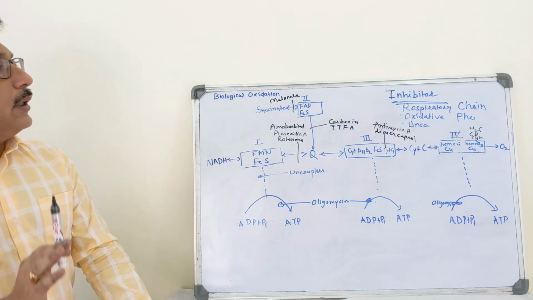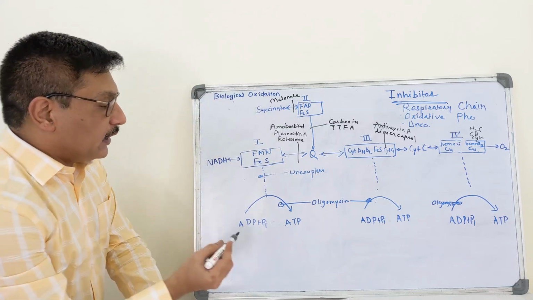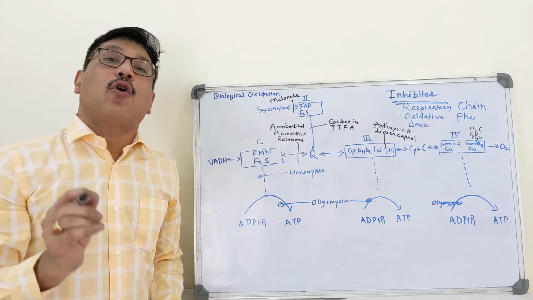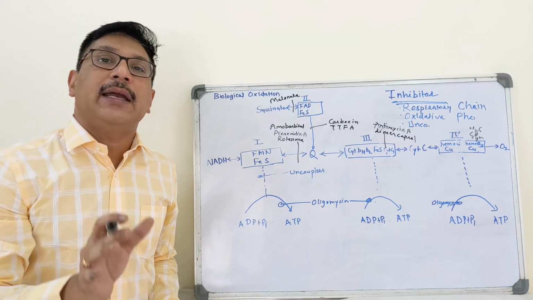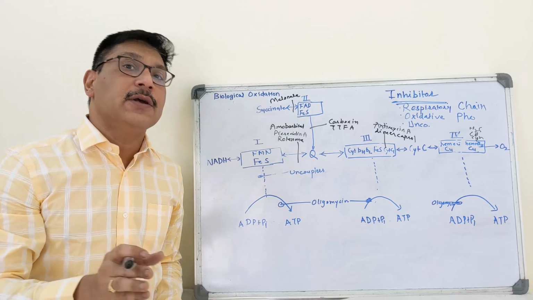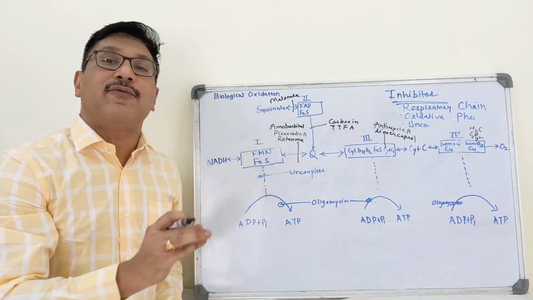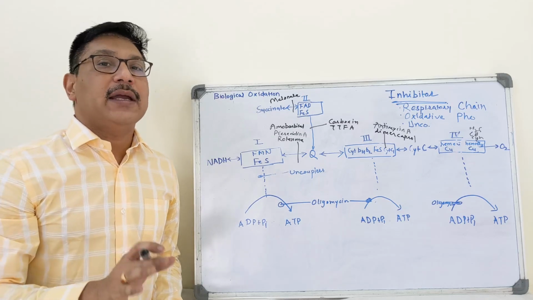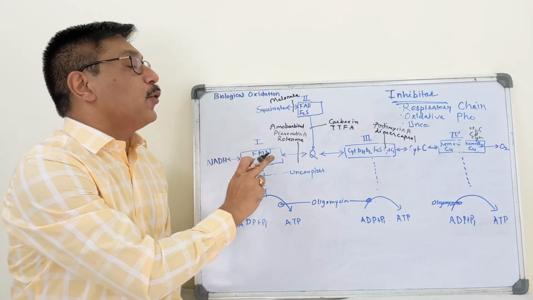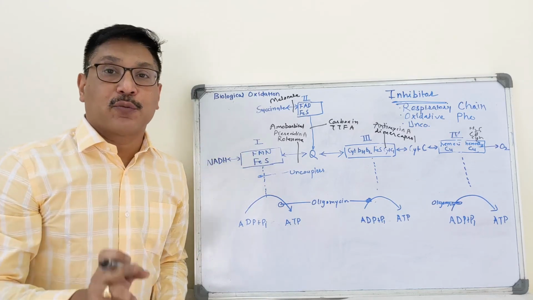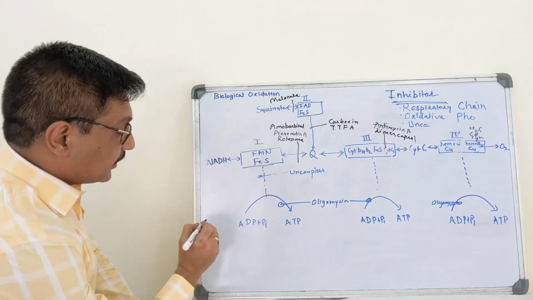Now coming to inhibitors of oxidative phosphorylation. We have seen the FO subunit is the oligomycin sensitive subunit, so it is blocked by oligomycin. That means oligomycin will not allow flow of protons through the FO subunit, thereby inhibiting ATP synthesis. So the first important inhibitor of oxidative phosphorylation is oligomycin, and the second one is atractyloside.